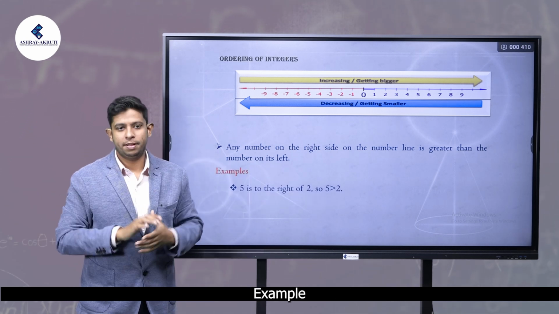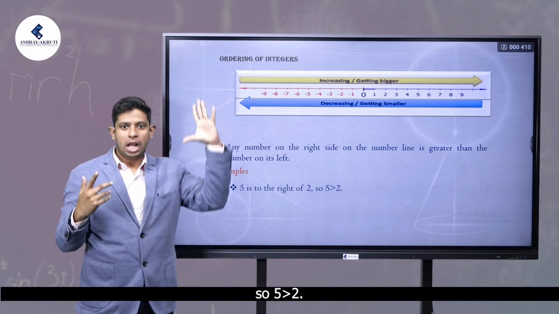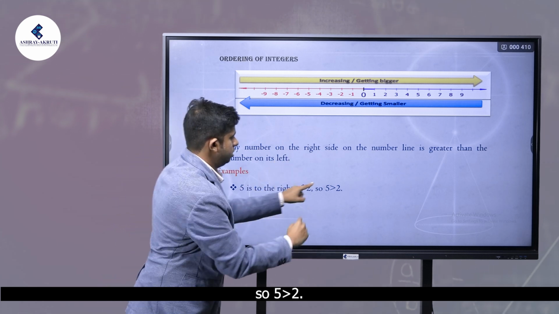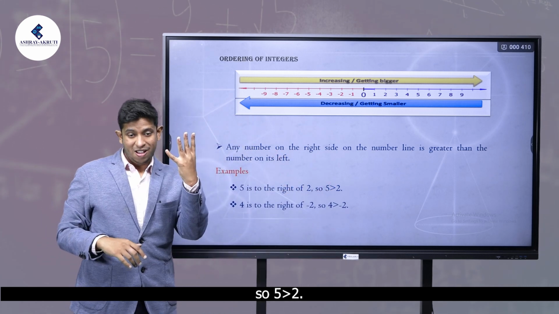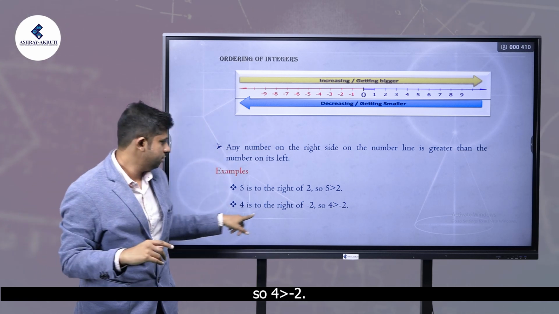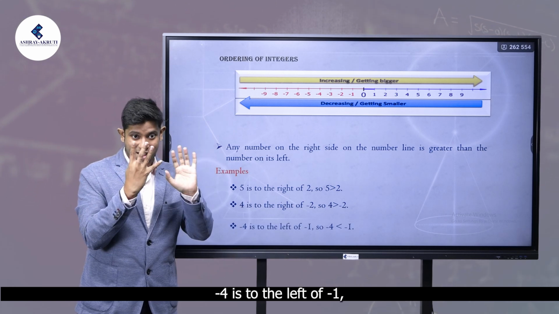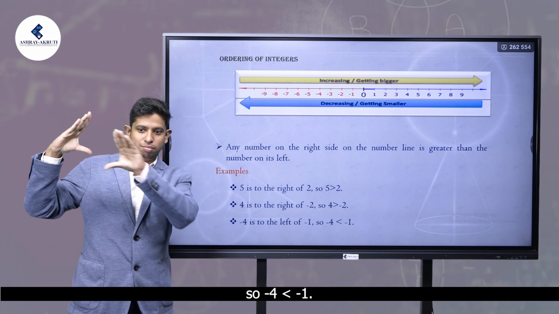Example, 5 is to the right of 2. So 5 is greater than 2. 4 is to the right of -2. So 4 is greater than -2. -4 is to the left of -1. So -4 is less than -1.